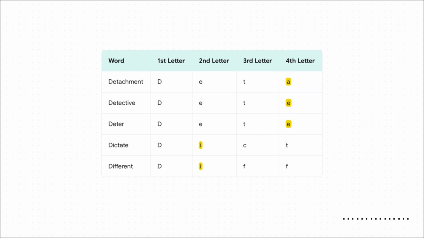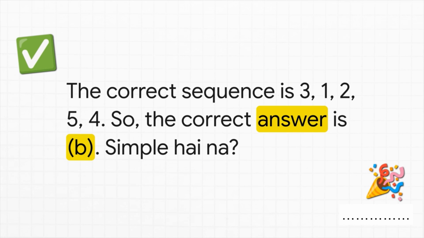Now for the remaining 2. Their second letter is I, which comes after E. Between dictate and different, the third letter C in dictate comes before F in different. So dictate, number 5, is next, and finally different, number 4. So, after arranging all the words, our final sequence of numbers is 3, 2, 1, 5, 4. See? The moment you follow the method step by step, the answer just falls right into place.